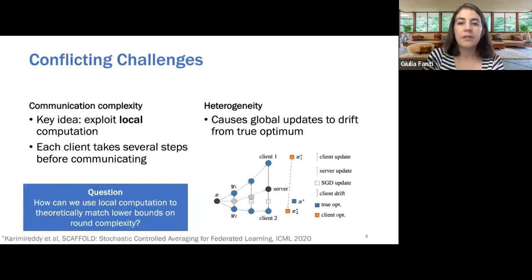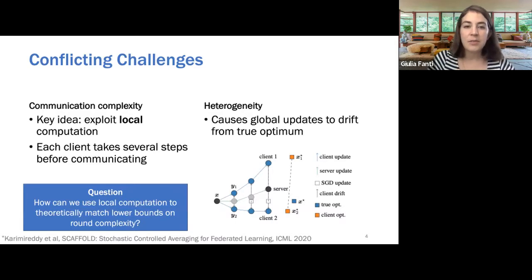Okay, so our goal is to solve this federated learning problem in the fewest rounds. And this is a pretty old and well-studied problem, at least within the context of federated learning. And at a high level, a very common idea for dealing with this challenge is to exploit local computation. So what does that mean? It means that individual clients can take steps on their local objectives in between communicating with the central server. And in fact, they can take multiple steps of optimization on their local objective before communicating.